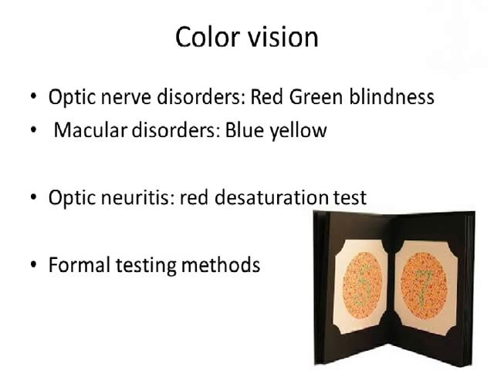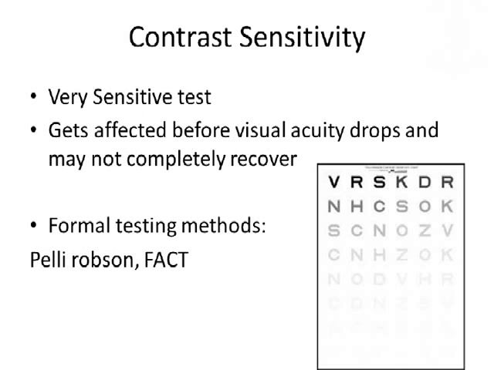Typically, neuro-ophthalmic conditions would cause red-green blindness, and macular conditions would cause blue-yellow, and optic neuritis generally causes a red desaturation. So even if you don't have a formal testing method, a red object would tend to appear desaturated from the eye which has the optic neuritis as compared to the normal eye. Contrast sensitivity often gets affected before the visual acuity gets affected and may not completely recover.